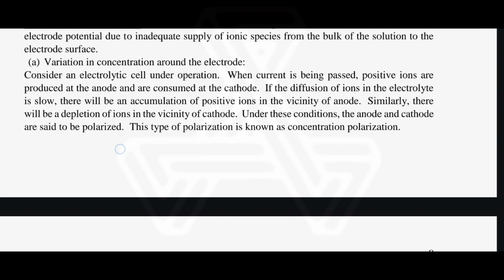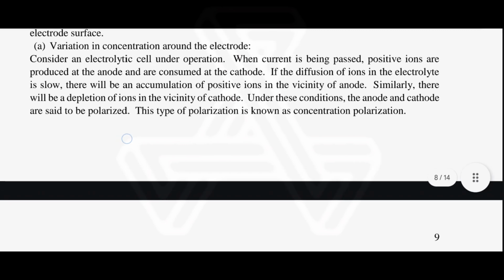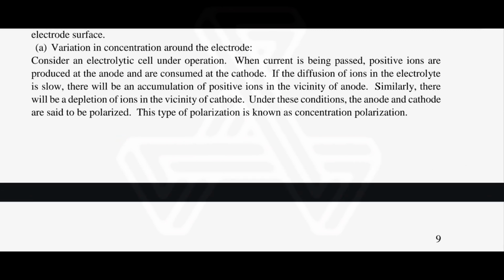Variation in concentration around the electrode. Consider an electrolytic cell under operation when current is being passed. Positive ions are produced at the anode and are consumed at the cathode. If the diffusion of ions in the electrolyte is slow, there will be accumulation of positively charged ions in the vicinity of the anode. Similarly, there will be a depletion of ions in the vicinity of the cathode.